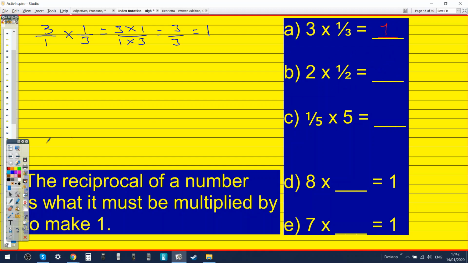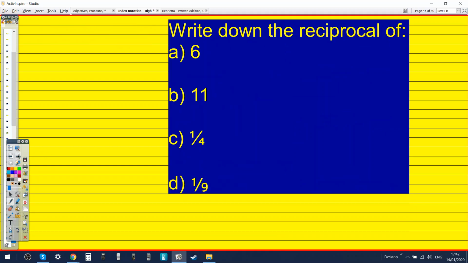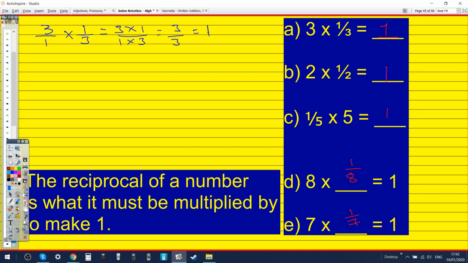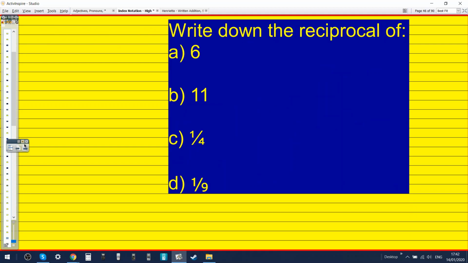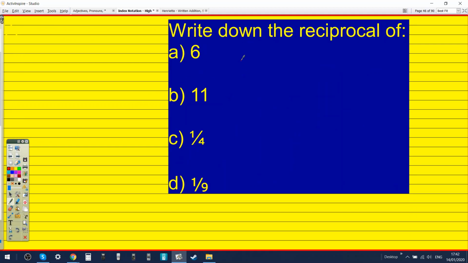How about this one? 2 times a half. 1. Yeah. Next one. 1. Yeah. How about this one? What's missing? An 8. And last one. A 7. That's it. Oh, sorry. The reciprocal of a number is what it must be multiplied by to make 1. So the reciprocal of 3 is a third. The reciprocal of a third is 3. Write down the reciprocal of each of these.